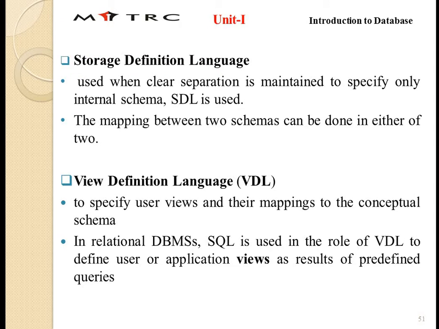Next is the storage definition language. The second type of language that is being used by the DBMS is the SDL. What is the purpose of using the SDL? It is used when clear separation is maintained to specify only the internal schema. We have seen that we are having the three-schema architecture. At the top is the higher level, then we are having the conceptual level, and the next is the internal level. Now SDL is used only to have an internal schema representation. That means when the clear separation is maintained, then SDL is preferred. The mapping between the two schemas can be done in either of the two. So this is the use of the SDL language.